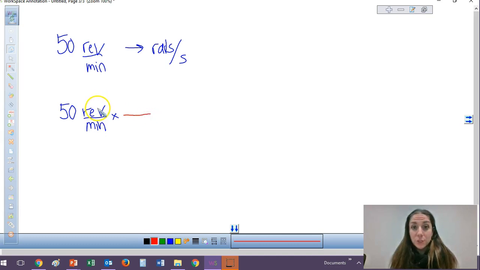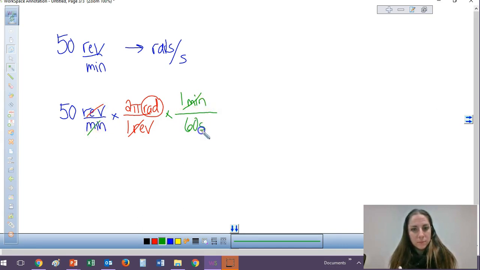I want to make sure revolutions cancel out, so I'm going to put my revolution on the bottom. And I know that in one revolution, there's going to be 2 pi radians. I got that from the previous page. Revolutions cancel, which leaves me with radians in the end, which is what I want. Times, for every 1 minute, minute goes on top because I want the minutes to cancel. There are 60 seconds.